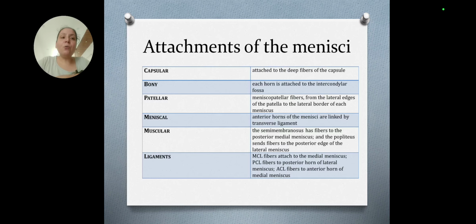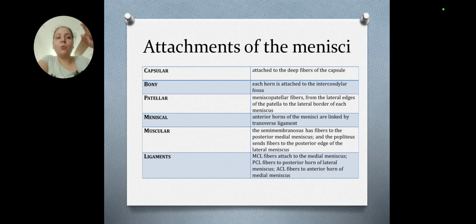In the bony area, it is getting attached to the intercondylar fossa. That is, each horn, you can understand these horns, they are in this prominence, so they are attached to the intercondylar fossa on the interior side. It is also attached with the patella. You can see that the lateral border of each meniscus is attached with the lateral edges of the patella.